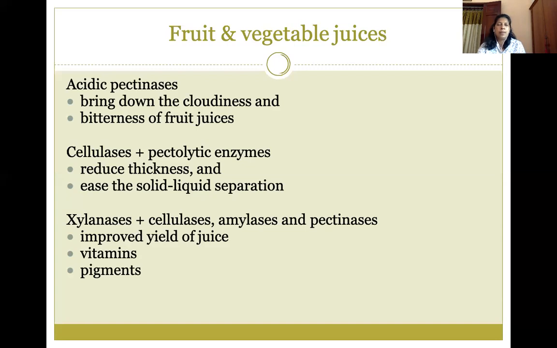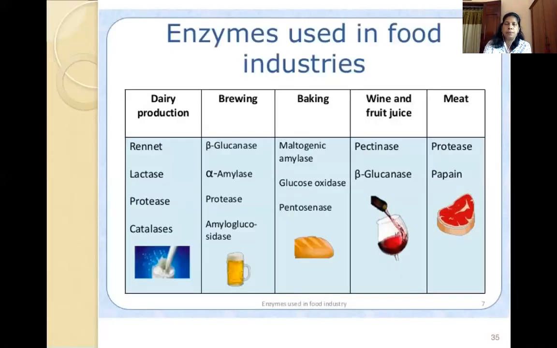Then the other enzymes, xylanases, cellulases, amylases and pectinases improve the yield of juice, vitamins, as well as pigment. They support releasing these vitamins and pigments, and therefore it makes very rich juices if you use these enzymes. Now, as a summary, you can see the dairy production: we use rennet, lactase, protease, and catalases. And brewery industry, we use beta-glucanase, alpha-amylase, protease, amyloglucosidase to get a very nice flavor, color, and clear beer.